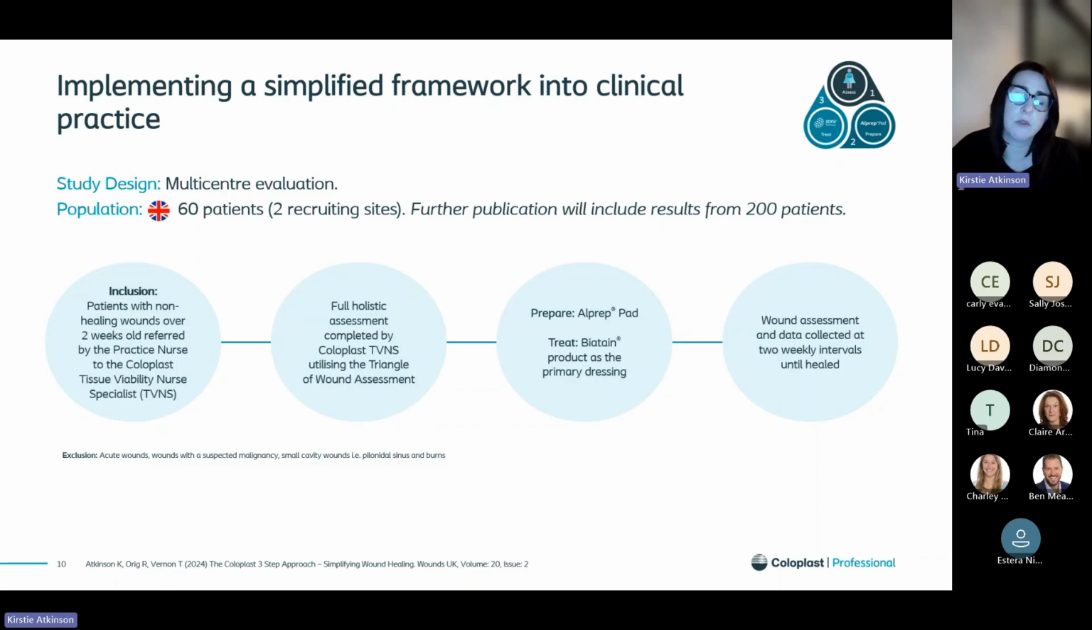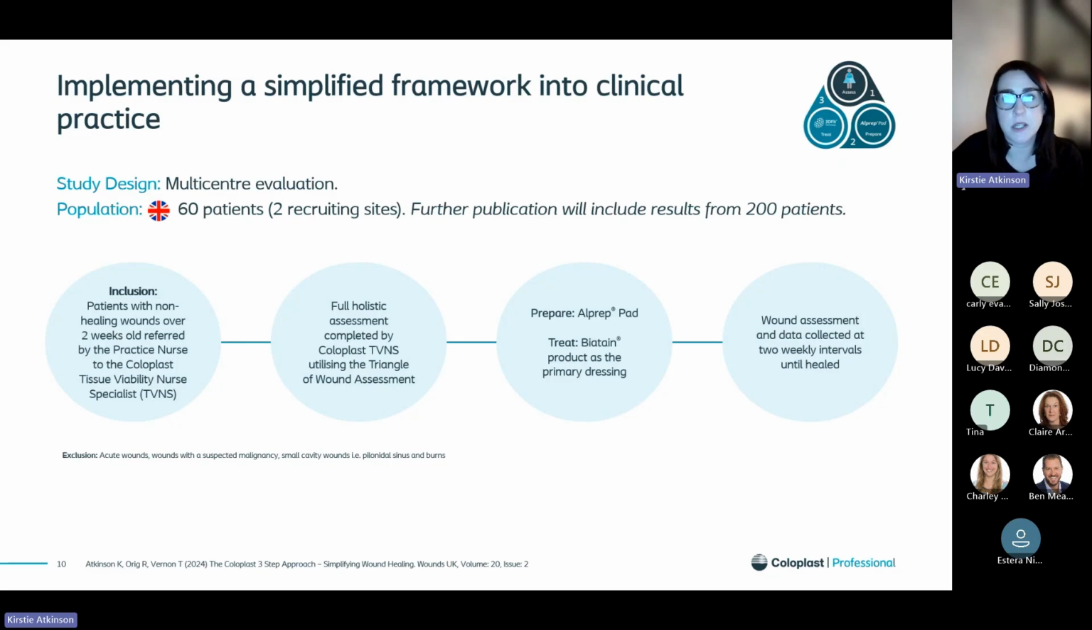So the inclusion criteria for this evaluation was patients that had non-healing wounds over 2 weeks, and the practice nurses in the GP practices where we ran the clinics referred them to us. We then completed a full holistic assessment, and we also did a wound assessment following the triangle of wound assessment, which is the wound bed, wound edge, and peri-wound skin. Based on that, we then did wound preparation with a prep pad, and then we looked at the treatment objectives and treated the wound with a Biatain product as the primary dressing.